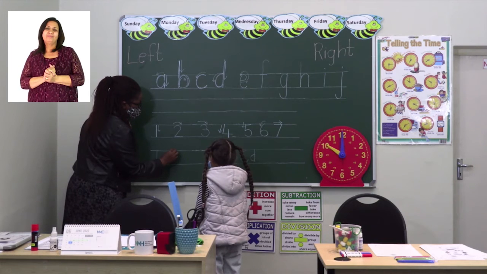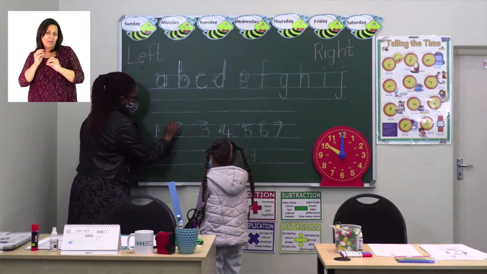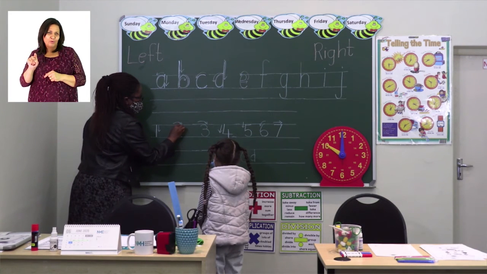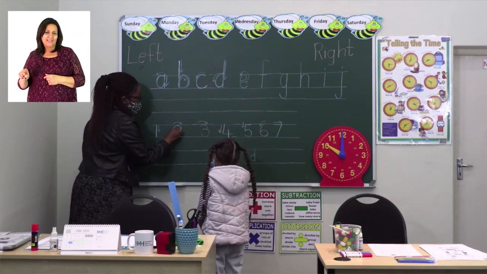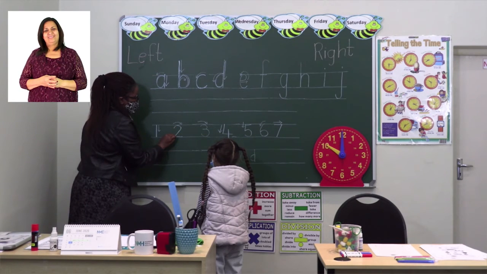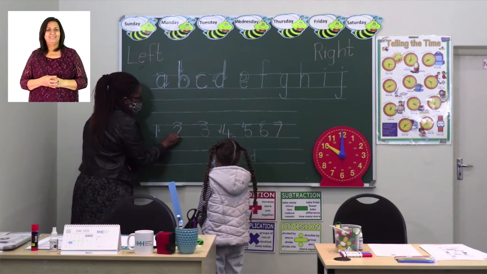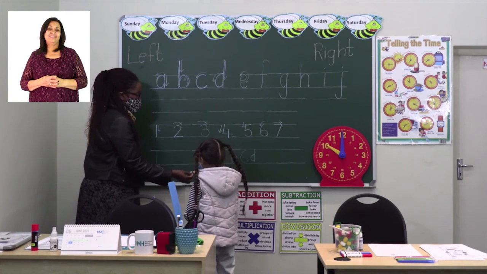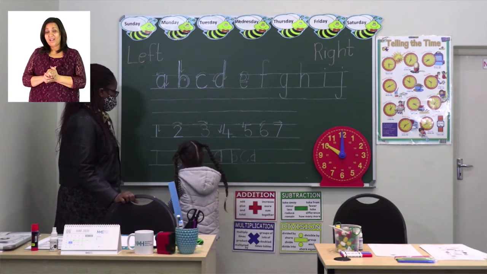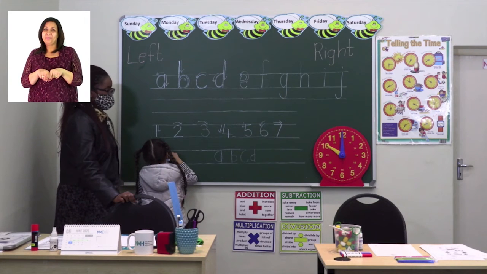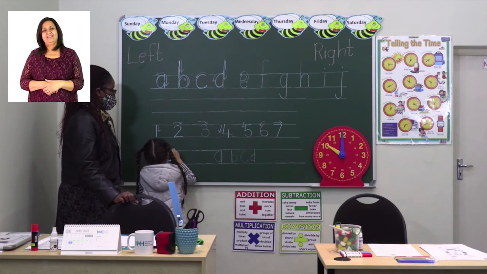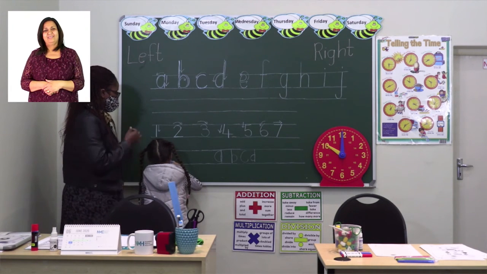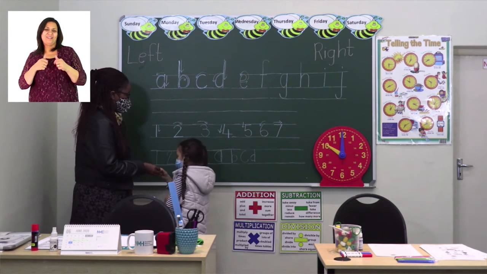Let's move to the next number, number 2. We start where the arrow begins. We go round number 2's head and we go this way a bit slant. We stop a little bit and we go straight on the line. That's how we form number 2. And my friend is also going to do the same. As she is doing it on the board with me, you should also be working in your workbook. Well done, that is correct.